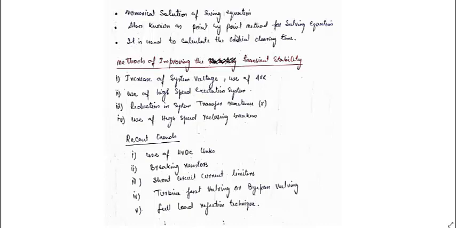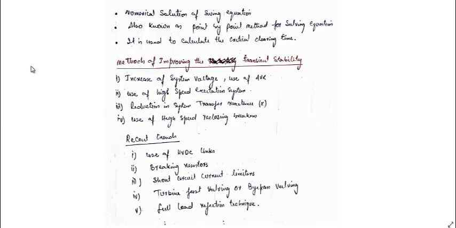I have just mentioned the name of the method which is used to calculate the critical clearing time, but that is beyond the scope of your syllabus, so it will not be discussed. But please try to remember that the point by point method, or numerical solution of the swing equation, is a method used to calculate the critical clearing time. It is a numerical solution because the swing equation is a nonlinear equation and we need a numerical method to solve it.